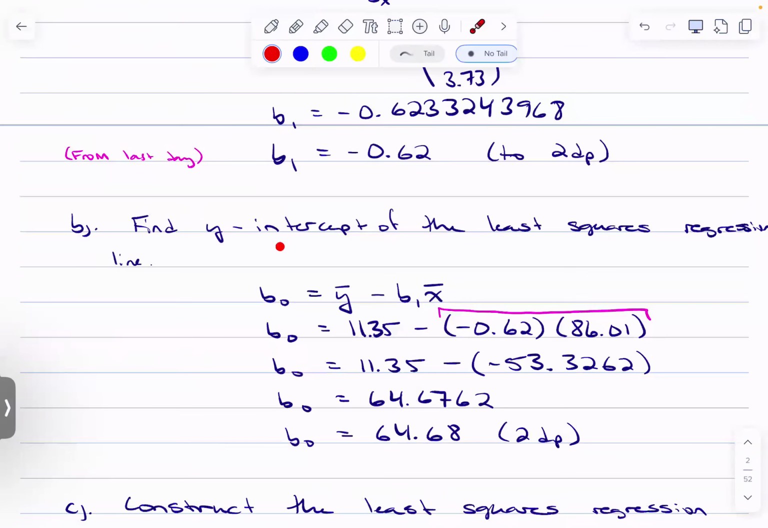Find the y-intercept of the least squares regression line. Well, that's b naught. Plugging in your negative 0.62, which is the slope, times 86.01. Do that first, which is what I've shown here, then subtract that from 11.35. Again, rounding to 2 decimal places, I get a y-intercept of 64.68.